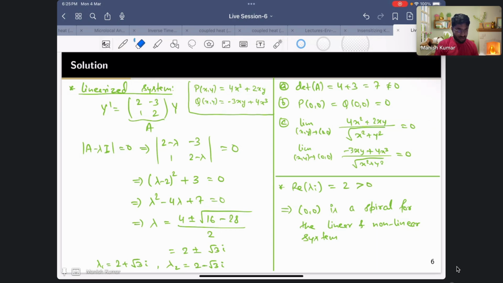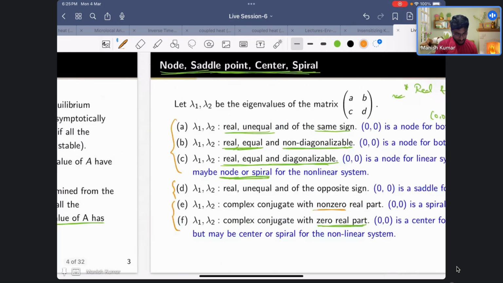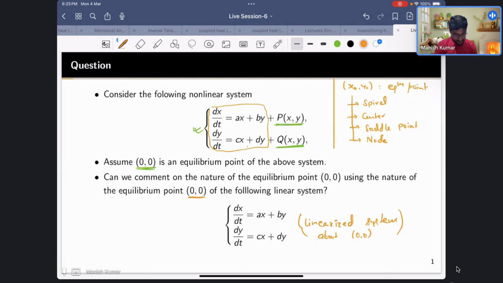Actually, in a second I'll state one more theorem which is much simpler. But over here, I wrote this because this is something that is required to make sense of the question we are asking. Because here, if you look at the problem, I wrote that (0,0) is an equilibrium point of the above system, right? That means the right hand side should be 0.